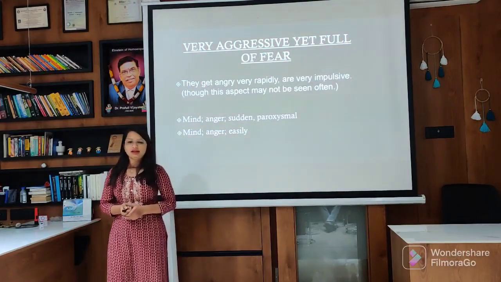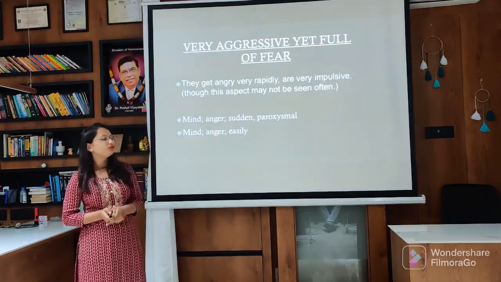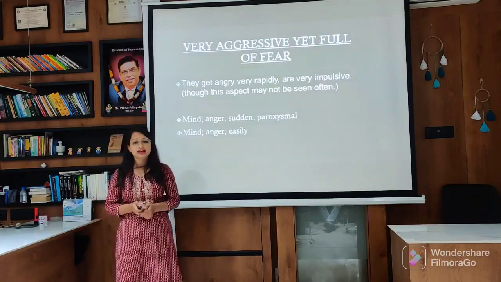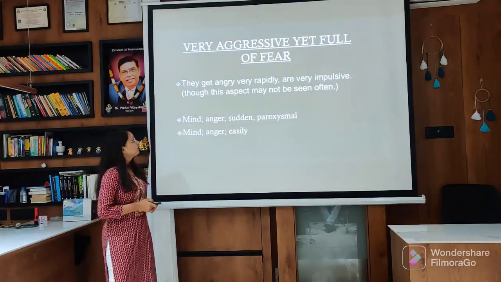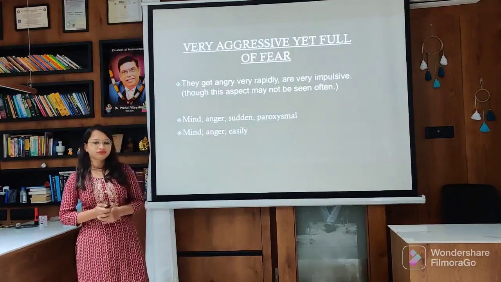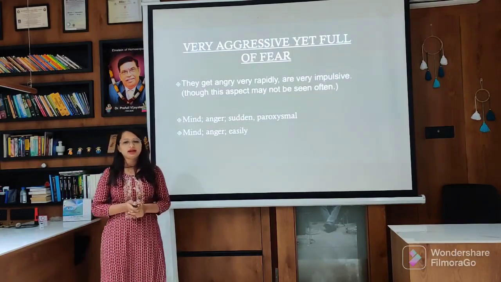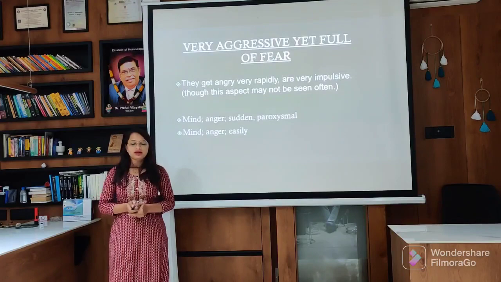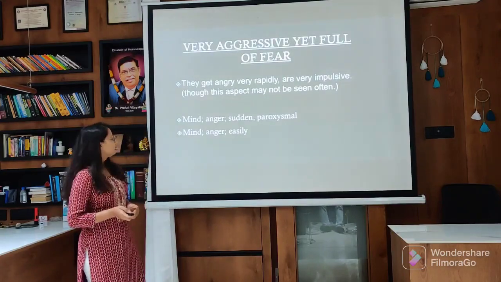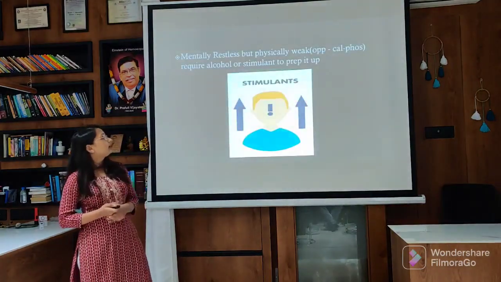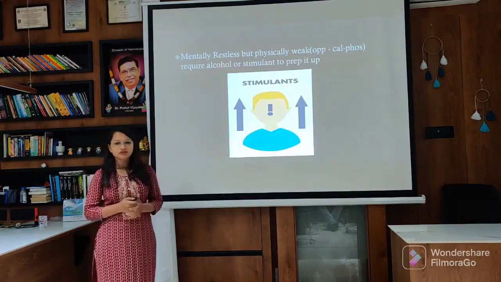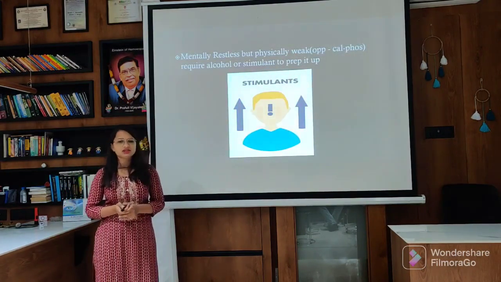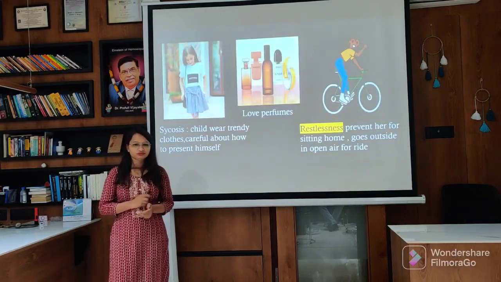Calcarea iodata is very aggressive yet full of fear. They get angry very rapidly, they are very impulsive. Now this aspect is not seen often. Rubric: Mind, anger, sudden, paroxysmal, easily. They are mentally restless but physically weak, opposite to Calcarea fluor. They require alcohol or stimulants to prop them up.